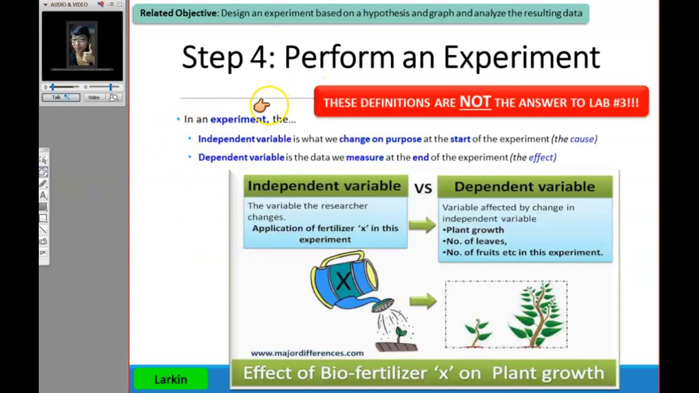Cool. All right, so I'm going to go ahead and really quickly define independent and dependent variable in case you forgot the definitions. Please note these definitions are not the answer to lab number 3. Please don't write the definition to independent dependent for number 3, you will get a 0.